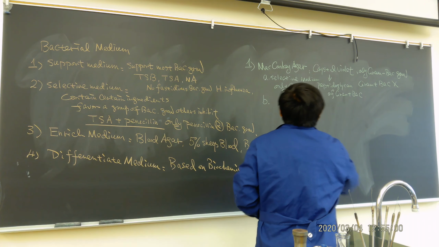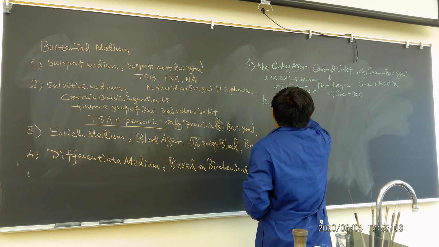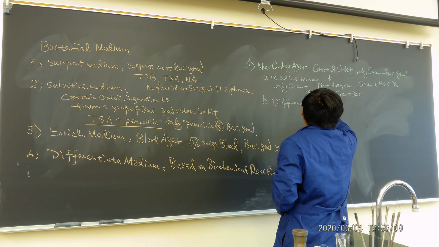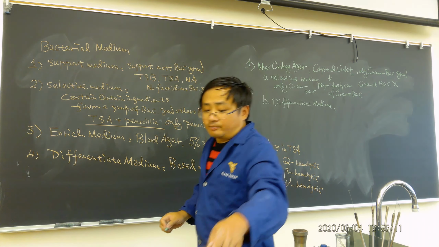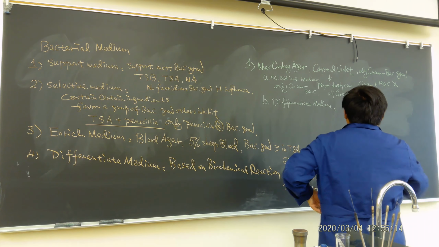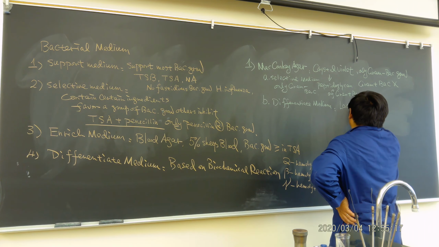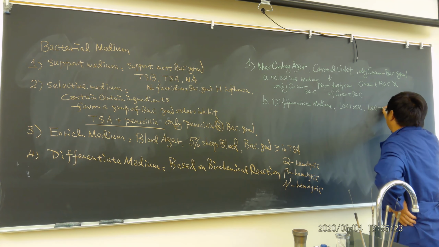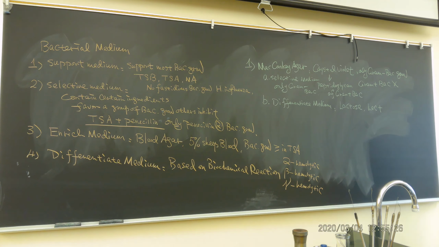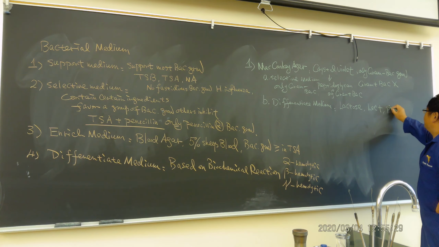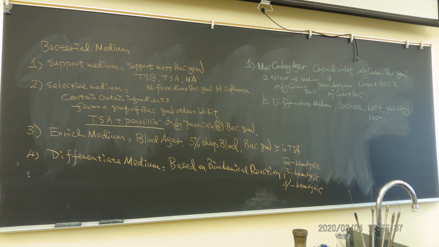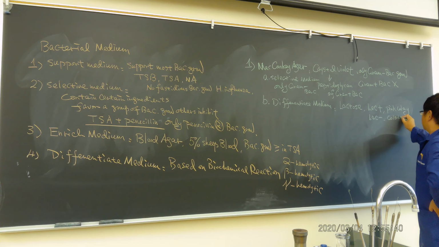MacConkey agar also is a differentiated medium. You will probably not see it right here, but the ingredients tell you it's a differentiated medium because it has lactose. Therefore, if the bacteria is lactose fermentation positive, we write LAC plus. It will show a pink colony. If it's lactose fermentation negative, we write LAC negative, and it will be a colorless colony.